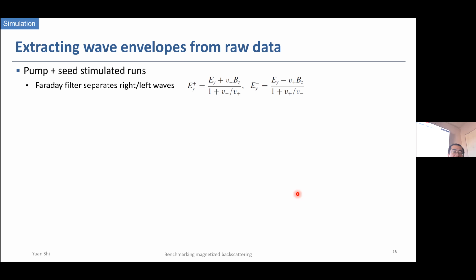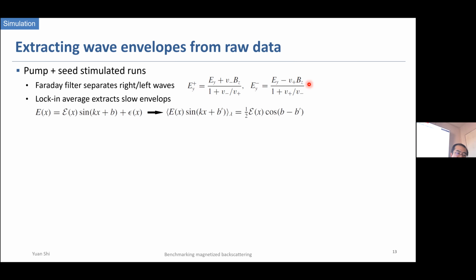One way we separate out the pump and seed is using what we call the Faraday filter. If you have a 1D propagation, by the right-hand rule, your electric field cross B field is the k vector. If you propagate the other way, it's the opposite. So the phase velocity knows about the direction of propagation. The right-handed wave, I call it plus, is E plus vB versus the left, which is E minus vB. So you can separate them out because it's 1D.